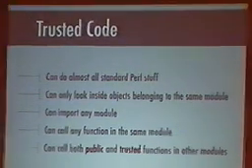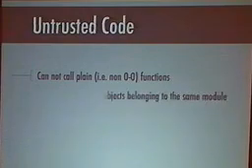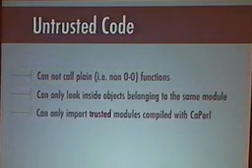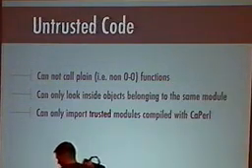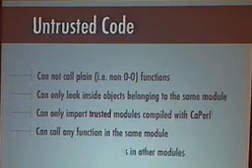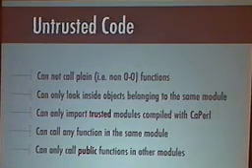Untrusted code can't call plain non-object oriented functions. So it can't call things like open or opendir or system or exec or any of those things. It can only look inside objects belonging to the same module. Same deal as trusted code. It can only import trusted modules that have been compiled with CaPerl. It can call any function in the same module, and it can only call public functions in other modules.